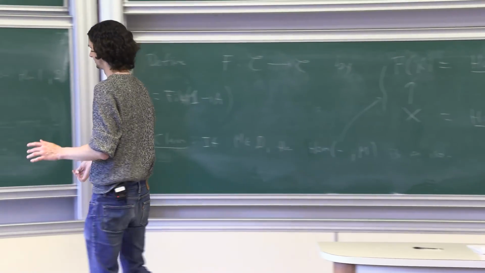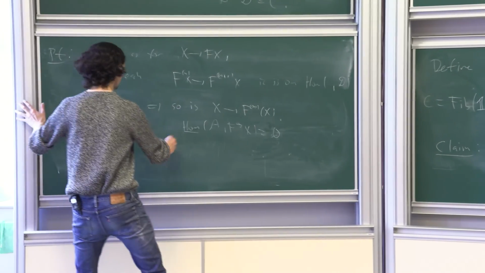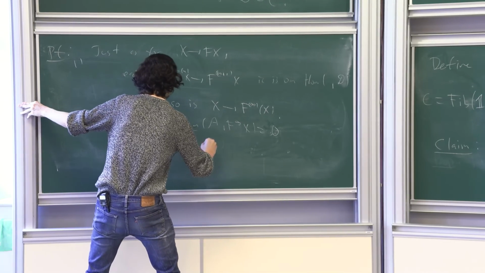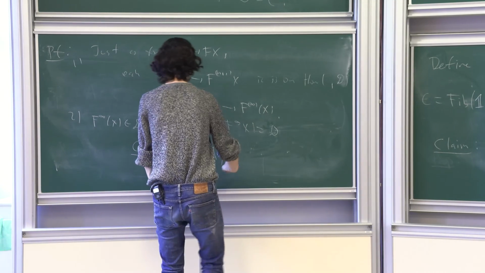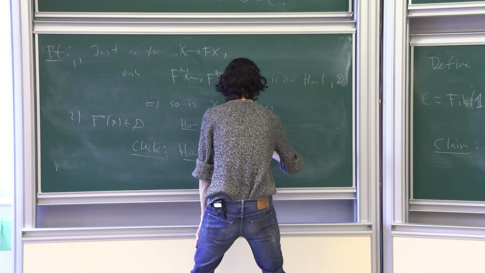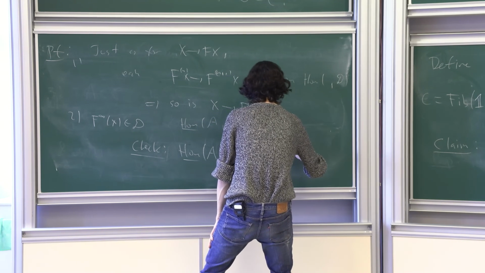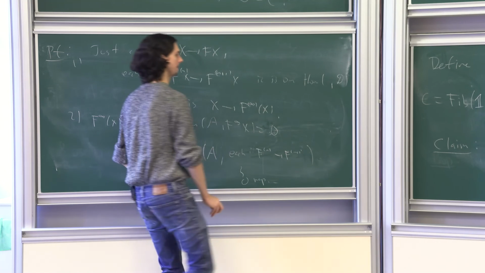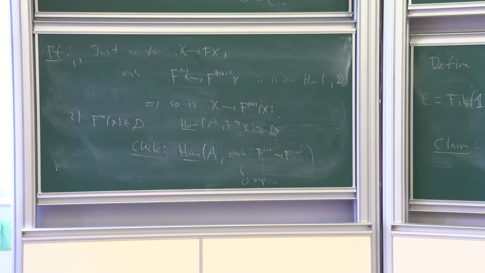So sorry, let me try. For this, you check that internal Hamming A to each fn plus 1 is homotopic to the 0 map. Okay. Yeah, I'm sorry.